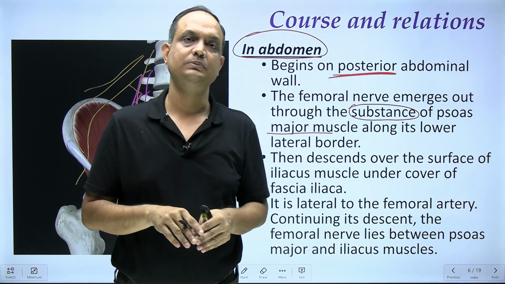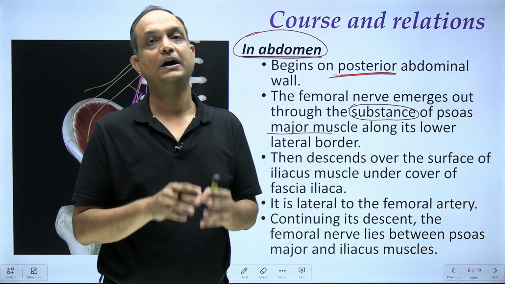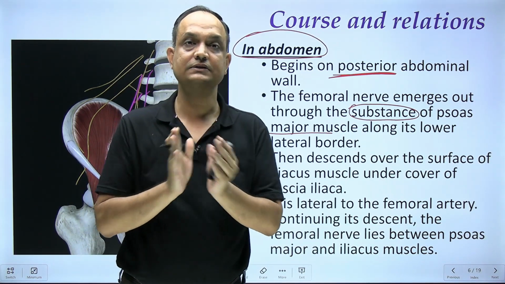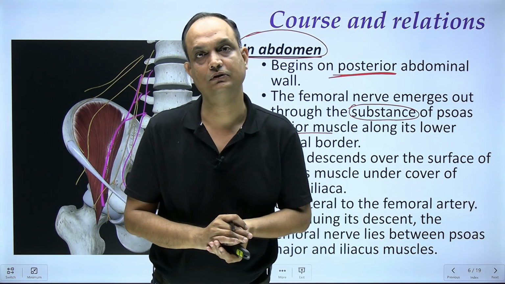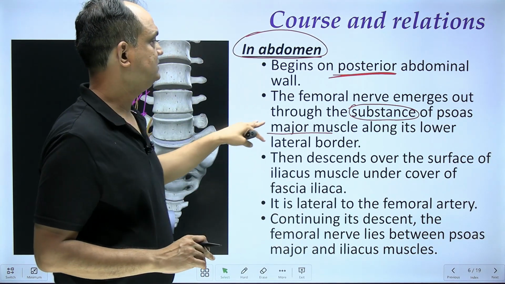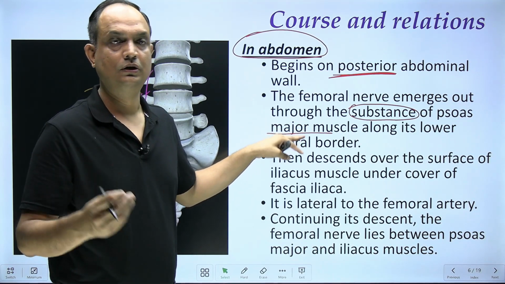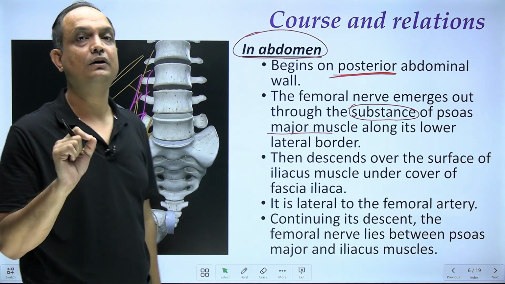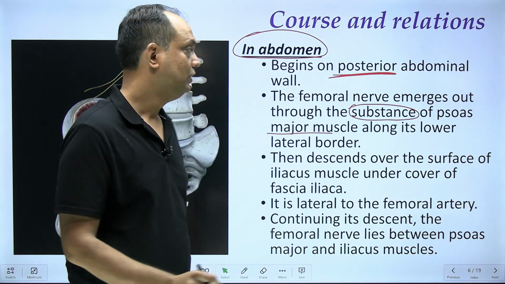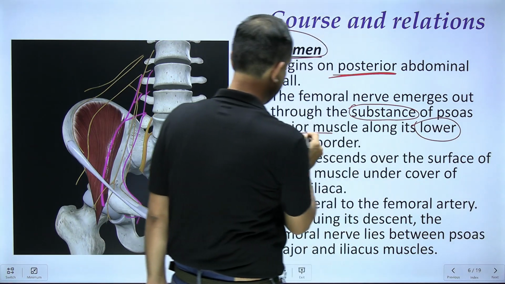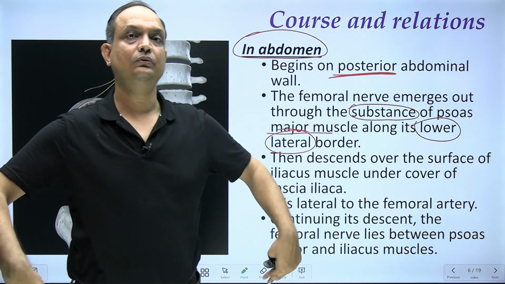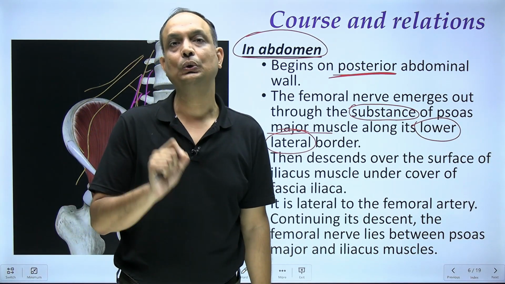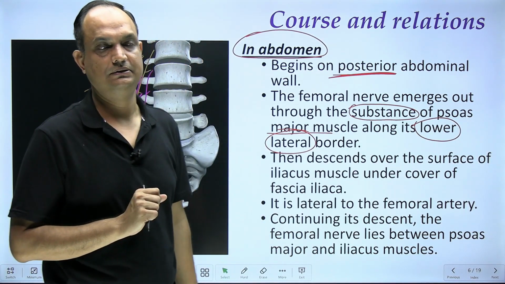And why inside the psoas major? Because you are having the lumbar plexus and the exit of the branches of lumbar plexus all are first surrounded by the muscle fibers of the psoas major. So once the nerve emerges out from the psoas major, you have another question, which part of the psoas major? So answer is lower lateral part. Clear? So it emerges out from the lateral border of the psoas major, but upper or lower? It emerges from the lower lateral part of the psoas major.